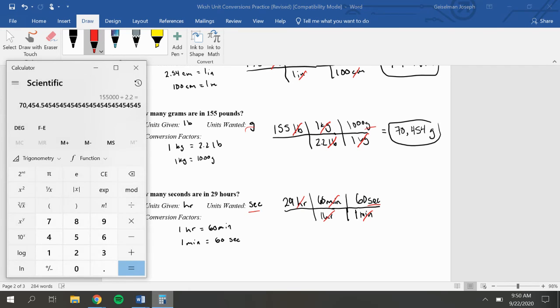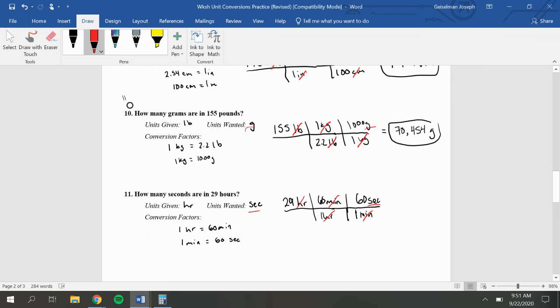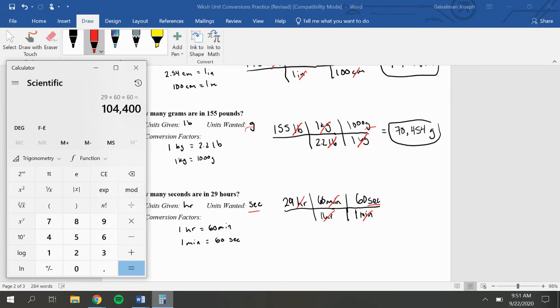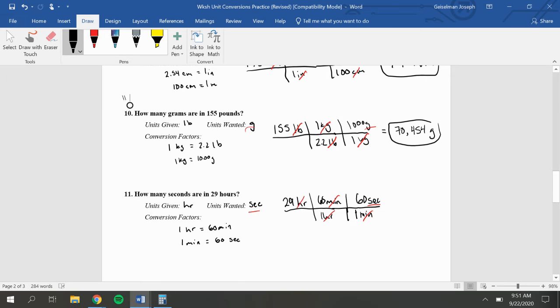So we'll take all the things on top together, 29 times 60 times 60, and divide that by 1 times 1. So we're going to get an answer of 104,400. And our unit comes right down. That is seconds.